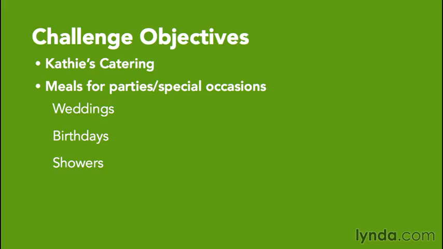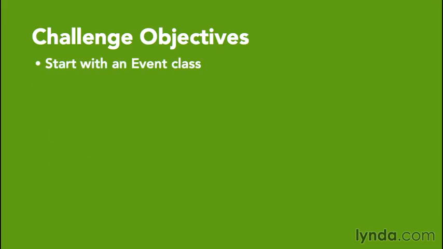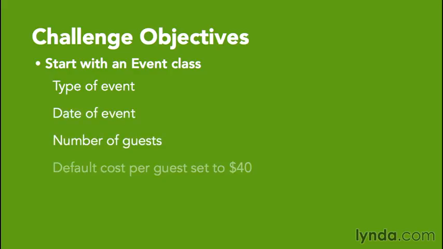of events. So for this challenge, I want you to create an event class. The event class will hold specific information about the event, the type of event. Make this a string variable so we can hold things like wedding, retirement, birthday, the date of the event, the number of guests. Let's set a default cost for each guest to $40 inside of the class.